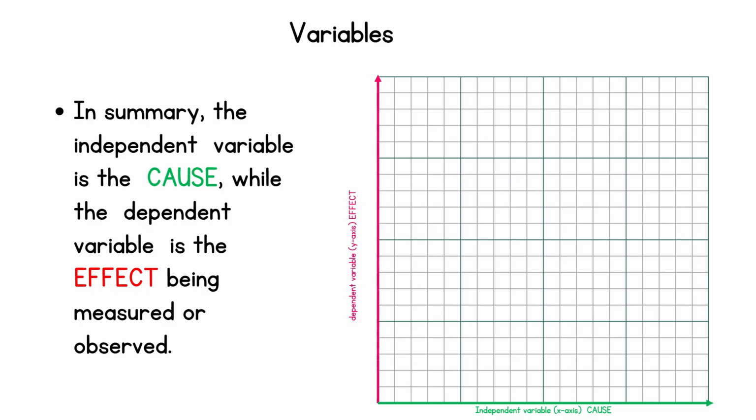In summary, the independent variable is the cause, while the dependent variable is the effect being measured or observed. And again, the dependent variable goes on the y-axis, which is the effect axis, and the independent variable goes on the x-axis, which is the cause axis.